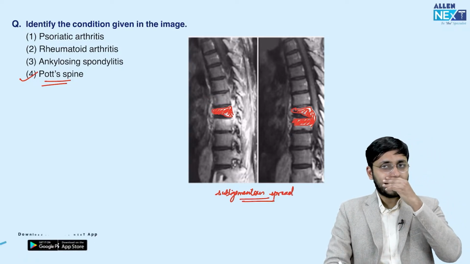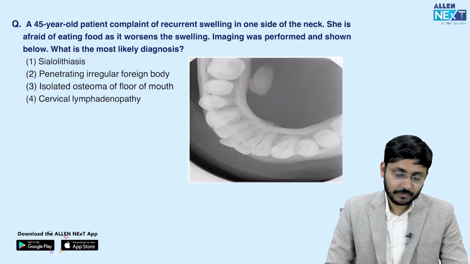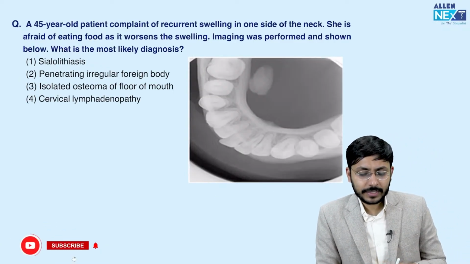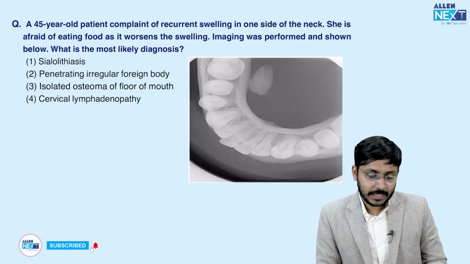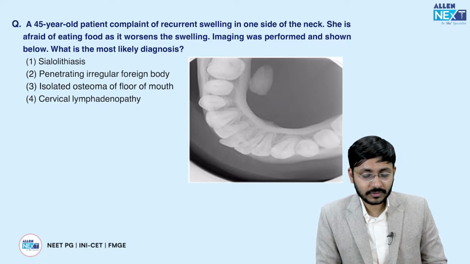This is how a Pott spine looks like. Now coming on to the next question, a 45-year-old male patient complains of recurrent swelling on one side of the neck. She is afraid of eating food as it worsens the swelling. Imaging is provided. What is the diagnosis?